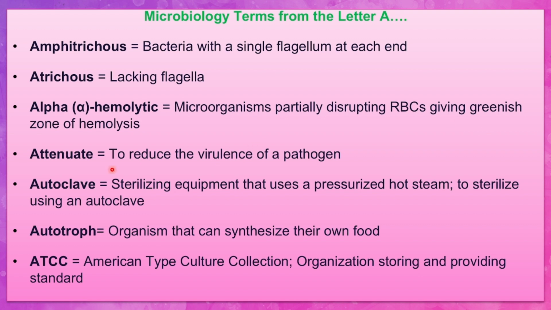Attenuate. Attenuate means to reduce the virulence of a pathogen. For example, most often you may hear this terminology in vaccination. So an attenuated vaccine is a vaccine which is prepared from a wild type of pathogen, but its virulence has been reduced.